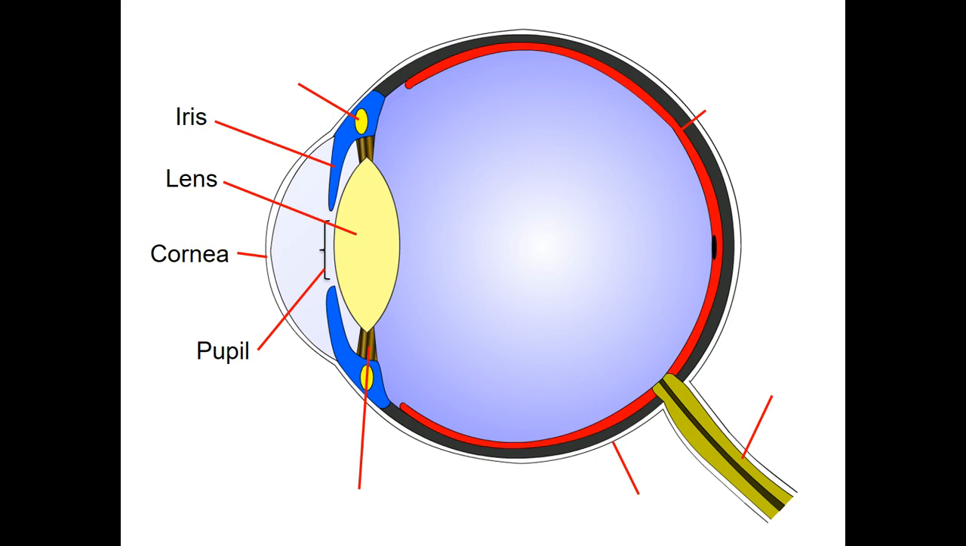The front of the eye is covered by the transparent cornea. The cornea also refracts the light, helping to bend it and focus it on the back of the eye. The lens is held in position by suspensory ligaments. And these suspensory ligaments are attached to ciliary muscles.